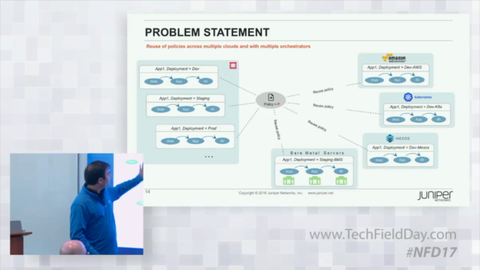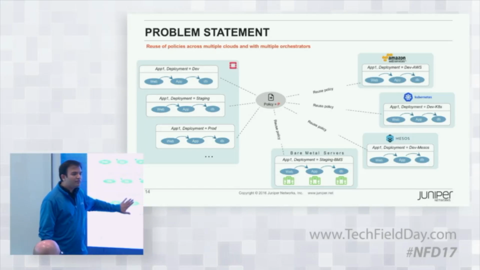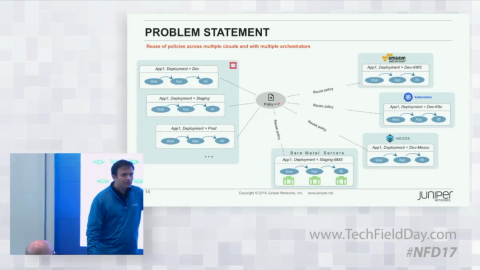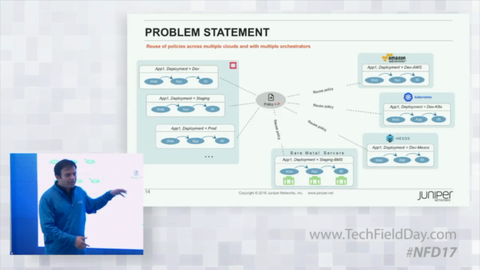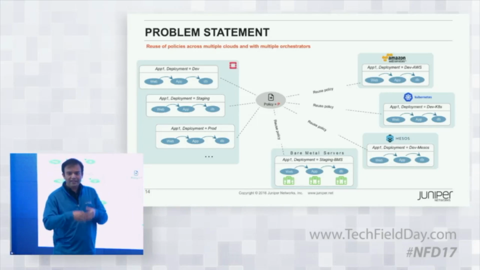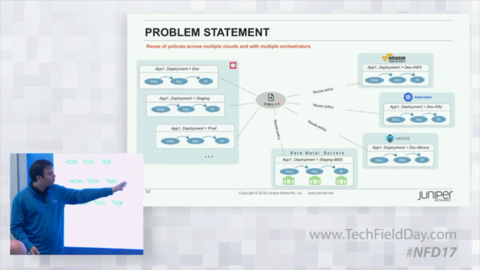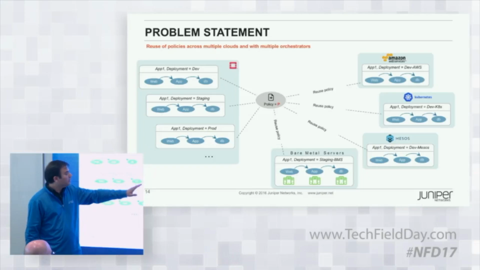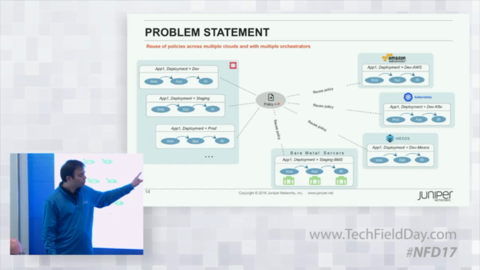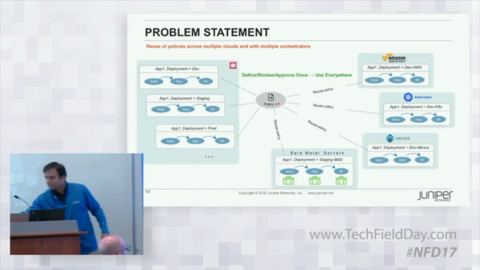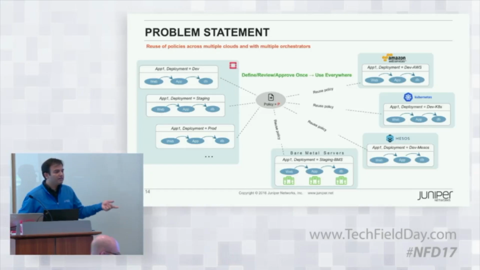So now what you see is not only are there different environments that the application is deployed in, but there are also different form factors of the same application. And so this leads to worsening, exacerbating of that policy explosion phenomenon. And therefore, to contain the policy explosion phenomenon, what we want to be able to do is to define, review, and approve the policy once, and then be able to use that policy everywhere.